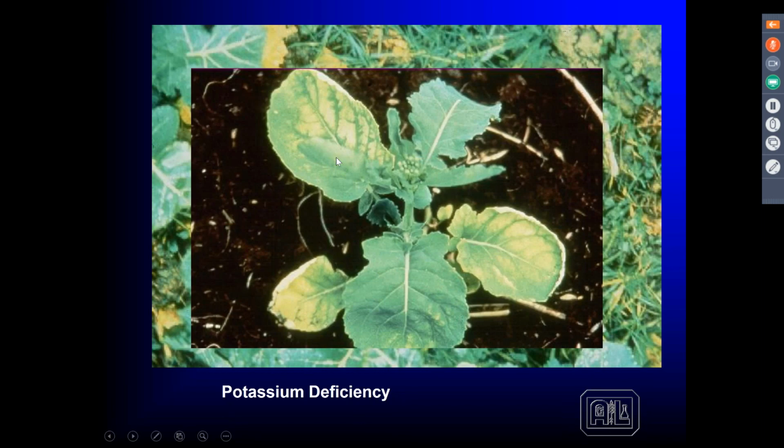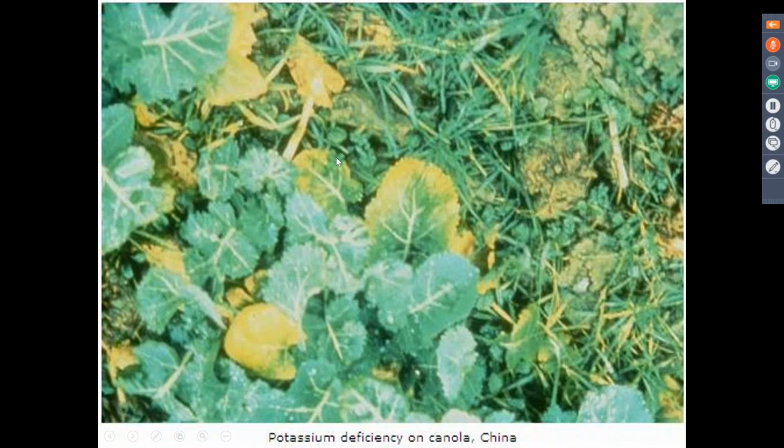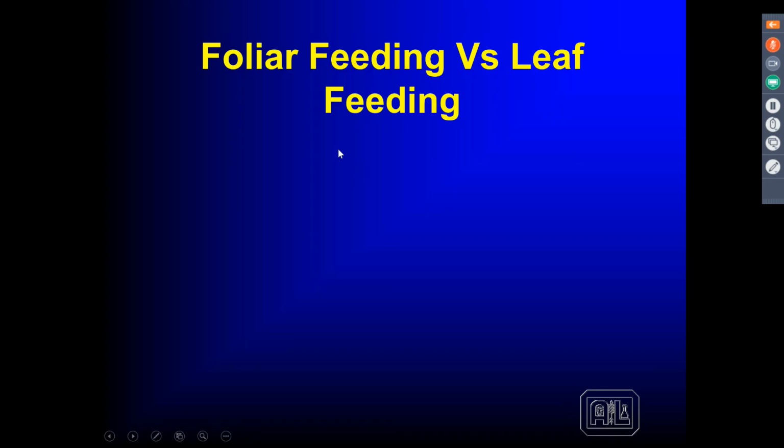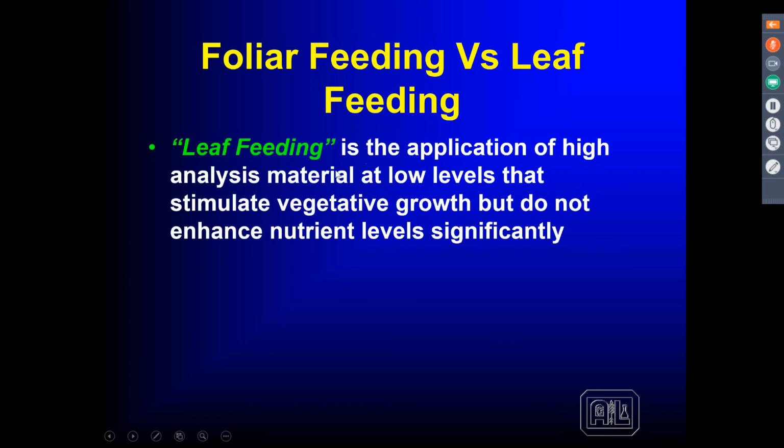I want to talk a little bit about foliar feeding and foliar nutrition. We need to understand the differences between nutrients that we're applying. We talk about foliar feeding versus leaf feeding. Leaf feeding is an application of high analysis material at low levels that stimulate vegetative growth, but don't necessarily enhance nutrient levels significantly. So we use this if we want to get a crop through droughty conditions, keep sugars moving within the plant. We're putting a fungicide or insecticide on, putting a little triple 20 with that, helps the plant overcome some of the shock from that, droughty conditions, that sort of thing. That's a leaf feeding program.